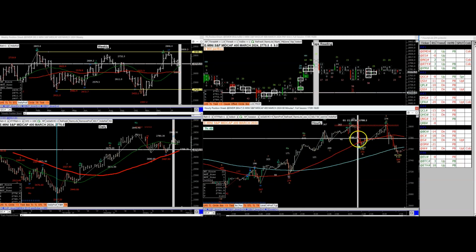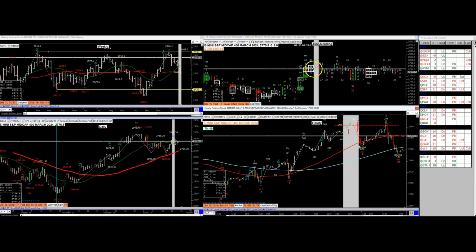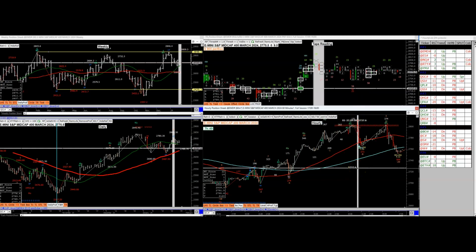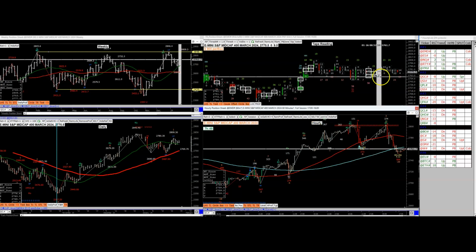That's why you want to see this volume confirmed by big bars in a particular direction. It is telling you, yes, there's accumulation, or yes, there's distribution. Anyway, long story short, I don't know what to do with this market.